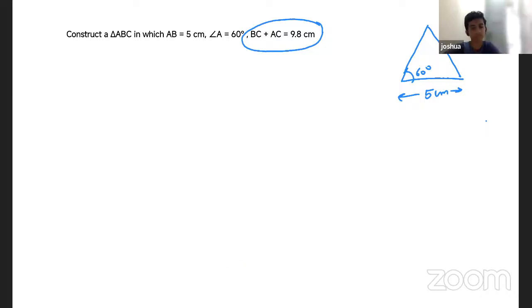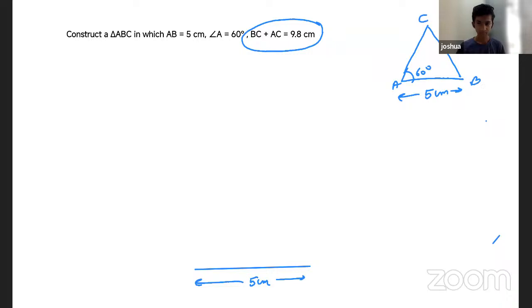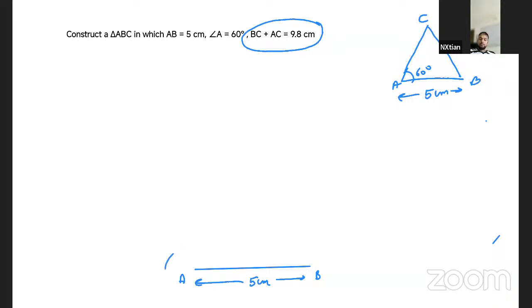Could you do it with me? Make a base of 5 centimeters and name it A, B, C. So make a base AB which is 5 centimeters. Done? Yes, sir. Now make a semicircle on A of any size, no matter if it's big or small, just any size. Make a semicircle like this on A.